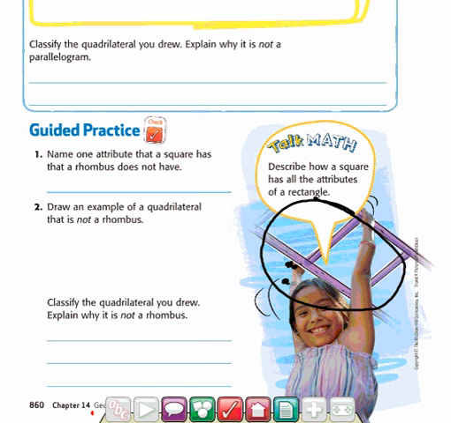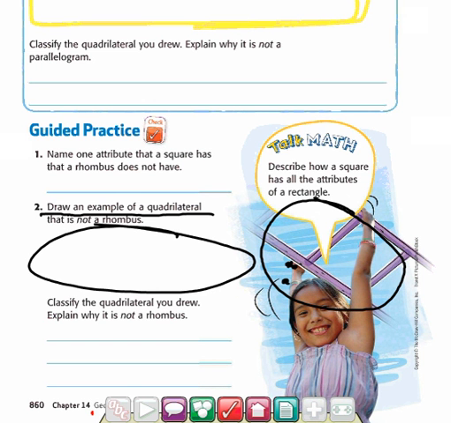After you're done drawing your quadrilateral in here, I want you to classify it. Tell me what its name is, and tell me why it is not a rhombus. And that's what I'm going to be checking for today.